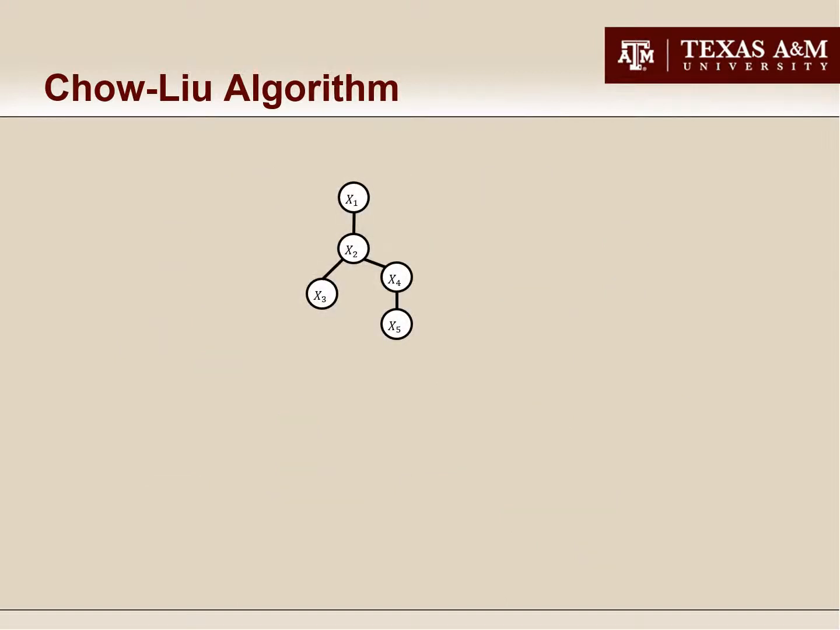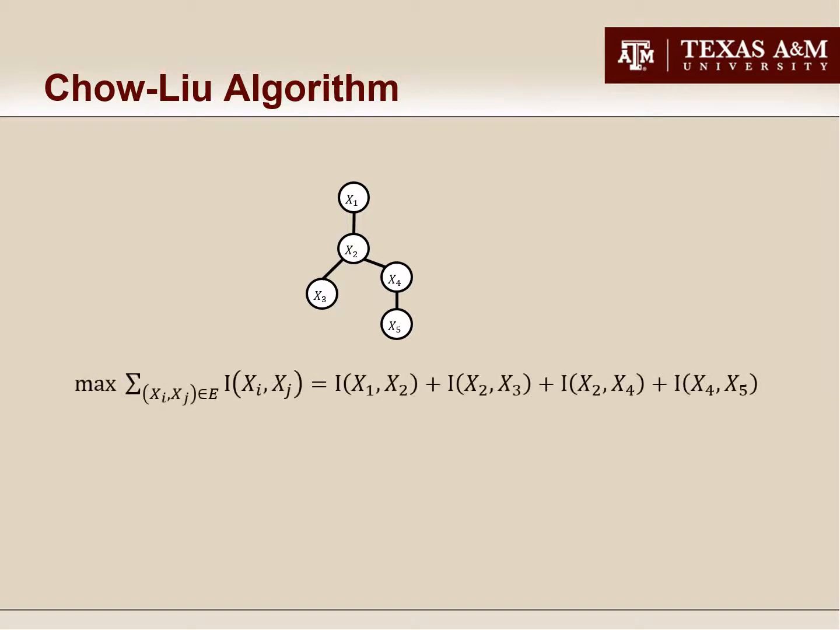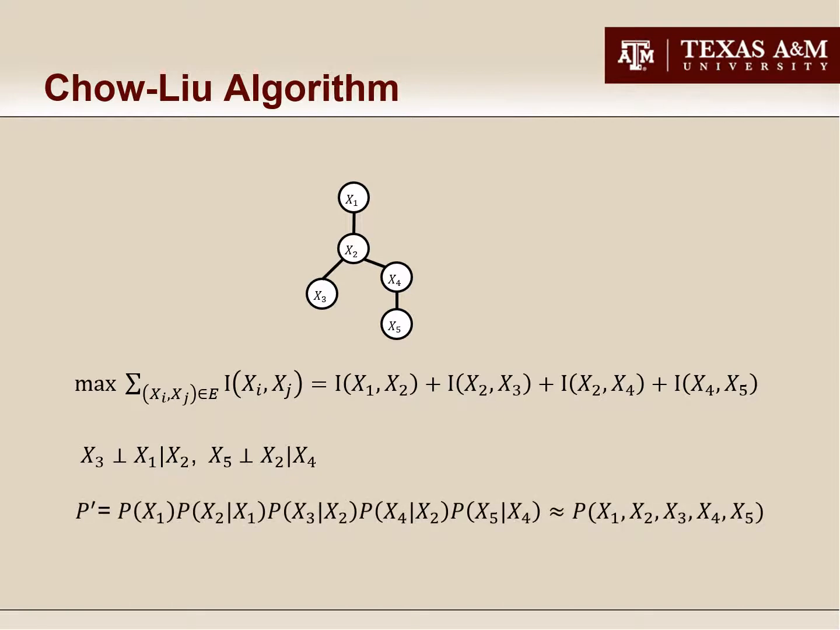After we find the spanning tree structure like this, we will get that the maximum of the sum of pairwise mutual information is the sum of mutual information between x1, x2, x2, x3, x2, x4, and x4, x5. And then we can get the conditional independence from the structure, that x3 is independent of x1 given x2, x5 is independent of x2 given x4, just like what we learned in Markov chain. And then we can also get the approximation of the joint distribution and decompose it as P of x2, P of x1 given x2, and so on and so forth.